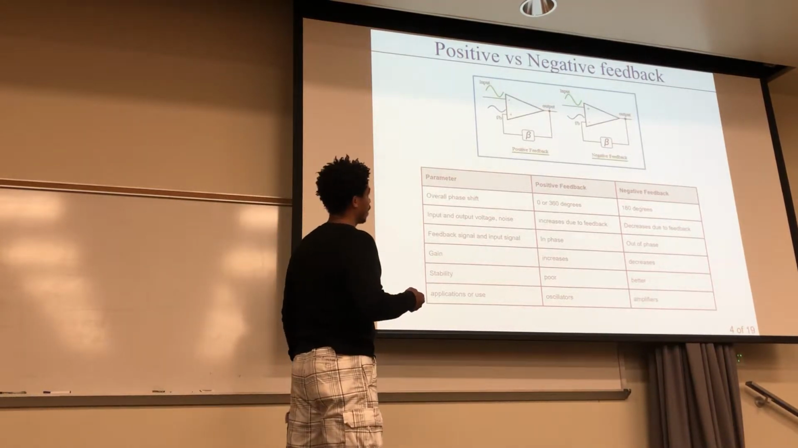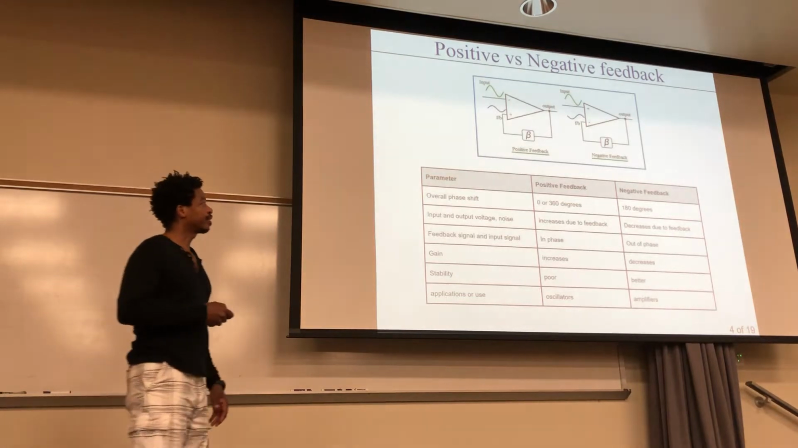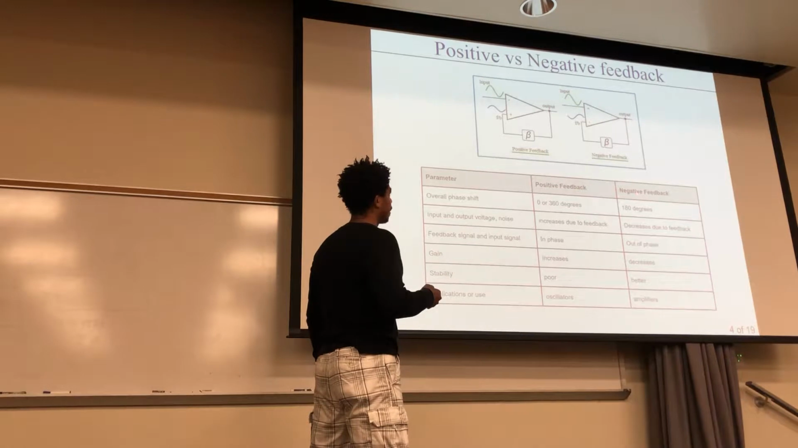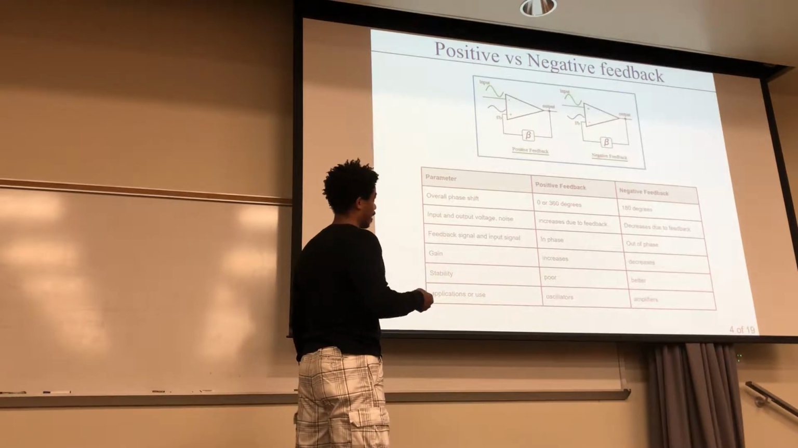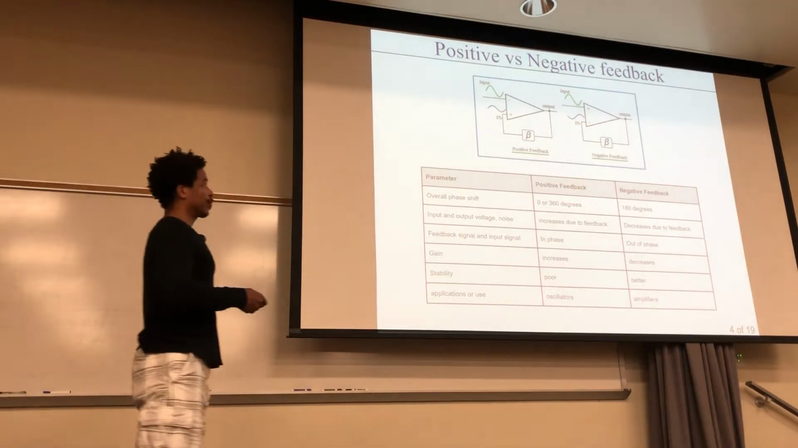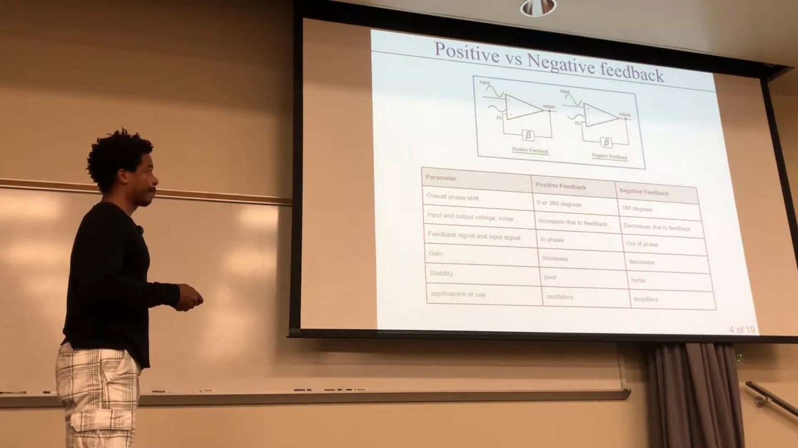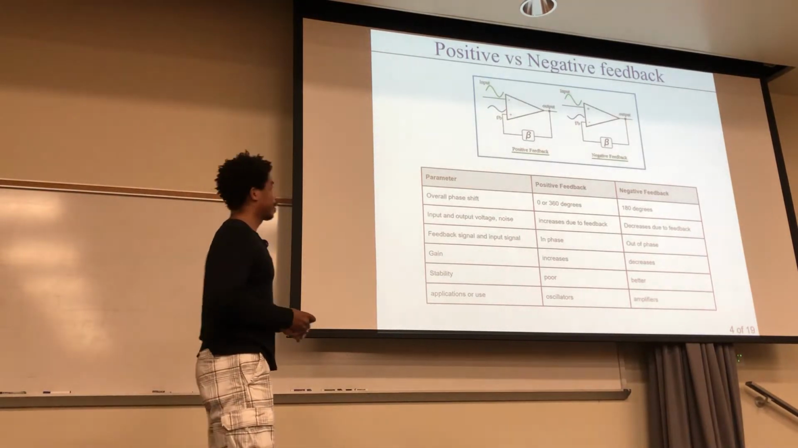For negative feedback, you're 180 degrees out of phase, which is typically just a negative sign, the opposite sign of whatever's coming in. The input-output voltage decreases due to feedback. Of course, your feedback signal and input signal are out of phase by 180 degrees. The gain is decreased. It has much better stability than positive feedback. And it's typically used for amplifiers, which is why we're looking at it today.